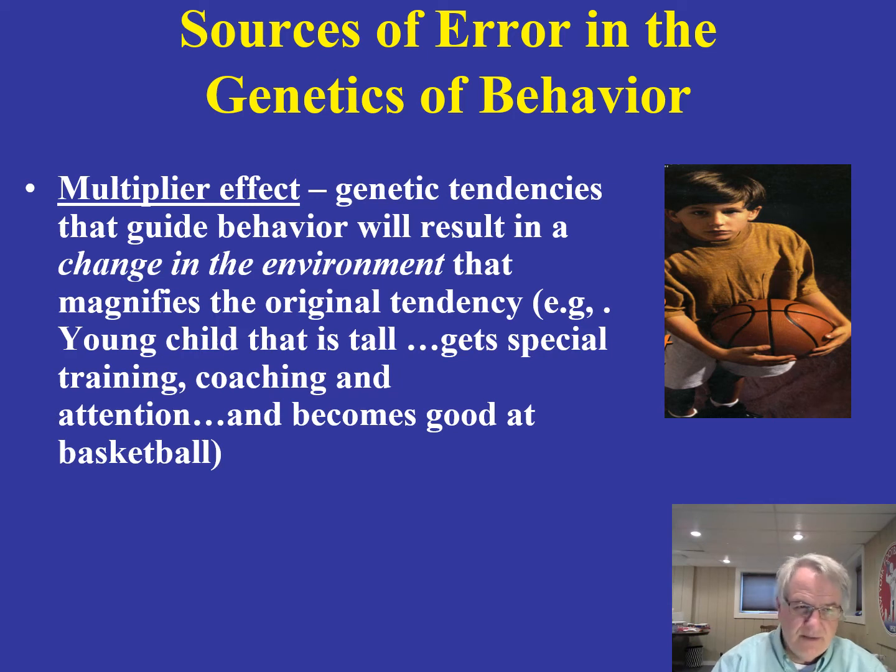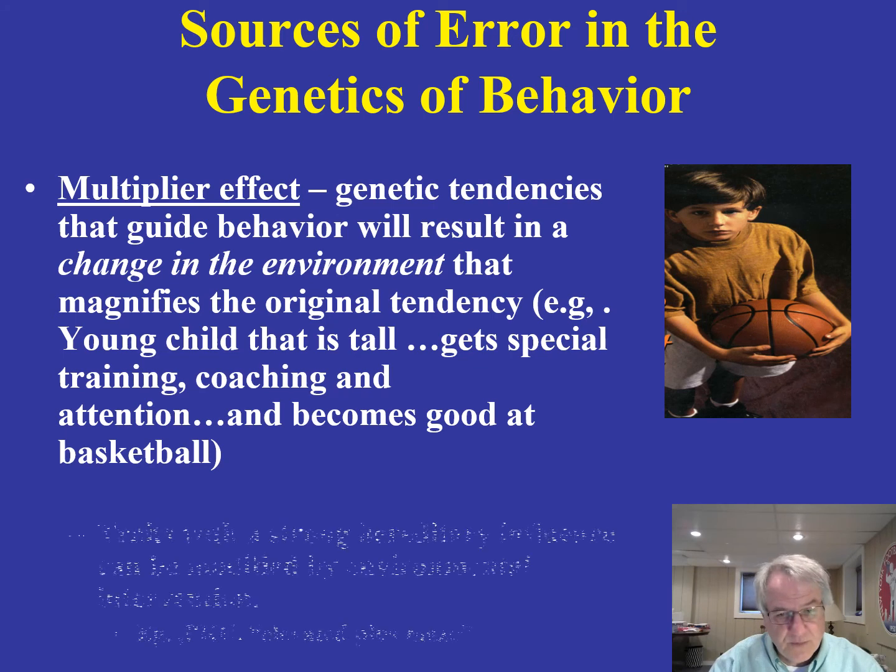But it's not necessarily the fact that this was something that this child was predisposed to genetically. Maybe there was an initial push by genetics, but you can magnify that a great deal by simply changing the environment in some important ways. You can magnify that original tendency to be good at the game of basketball by exposing the child to all these kinds of environmental enrichments.